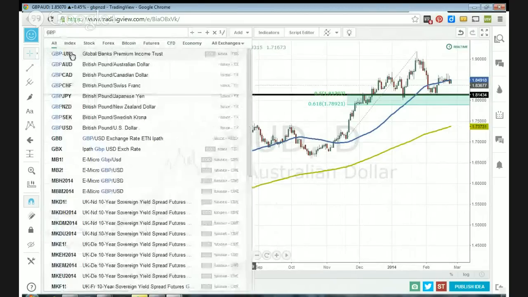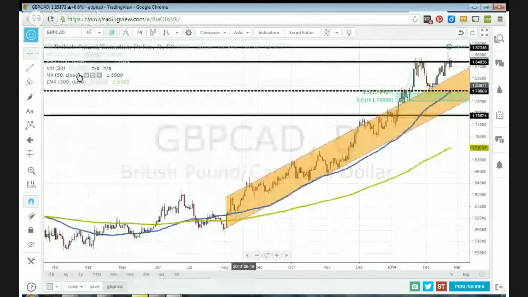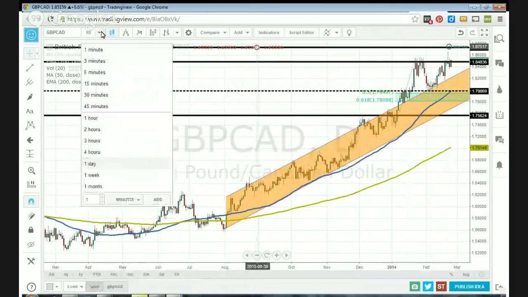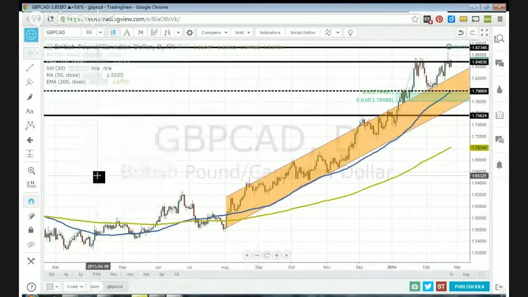Pound Canada. Okay, great, beautiful reversal candlestick pattern here. However, I'll be watching this from a counter trend trading perspective. I don't want to trade against the trend. Even on the weekly chart, I think Pound Canada is still headed up. Let's take a look, though.